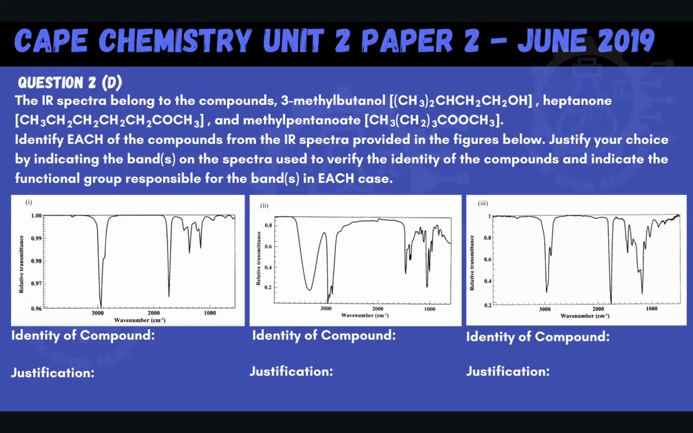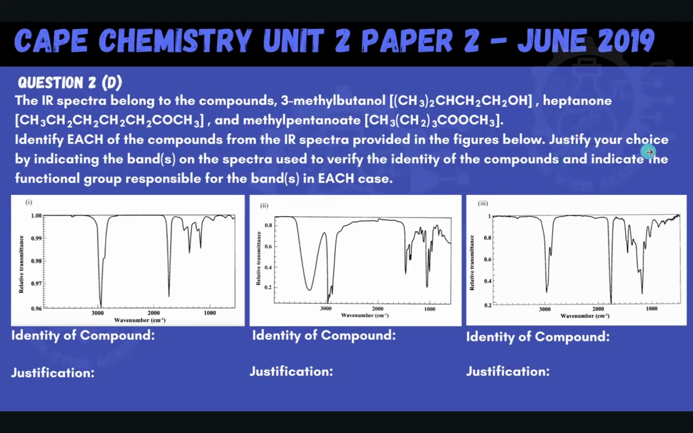In this video, we will be working through the June 2019 Unit 2 Paper 2, and we'll be doing question 2 Part D, which is a question on infrared spectroscopy. It says that the IR spectra, so these spectra here, belong to the compounds 3-methylbutanol, heptanone, and methyl pentanoate. Now we're asked to identify each of the compounds from the IR spectra provided in the figures below.